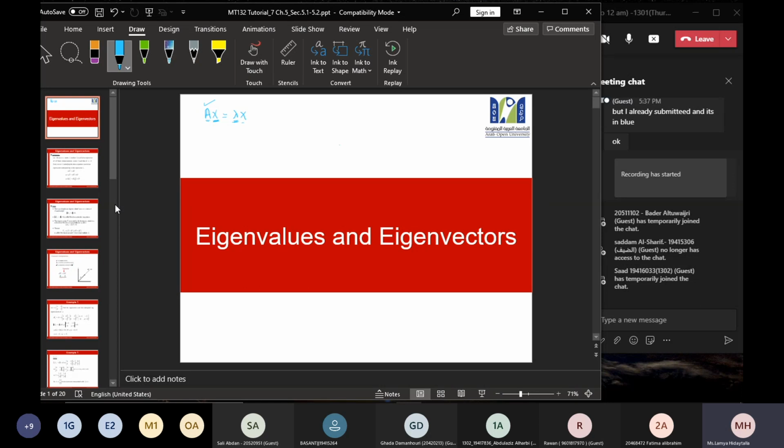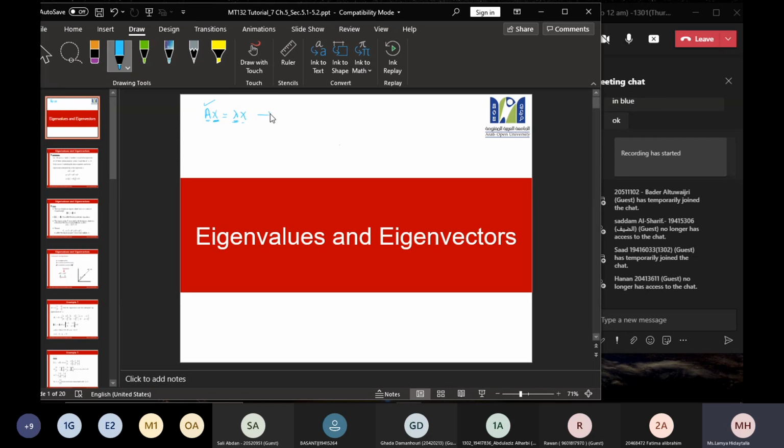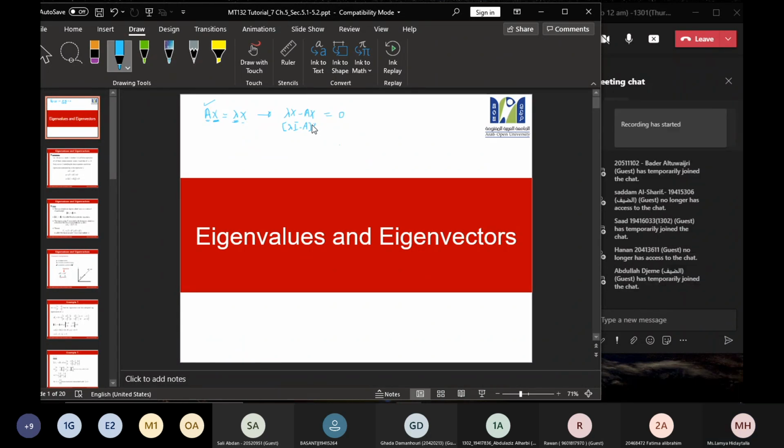Now, how can we find the eigenvalues and the eigenvectors corresponding to a certain matrix? If we have Ax equal to lambda x, we can put them on one side, and then we will have lambda x minus Ax, correct? This is equal to zero. And then we can write (lambda I minus A), this matrix, times x, equal to zero. And it is essential, by the way, that this is for x not equal to zero, meaning the eigenvector is not equal to zero.